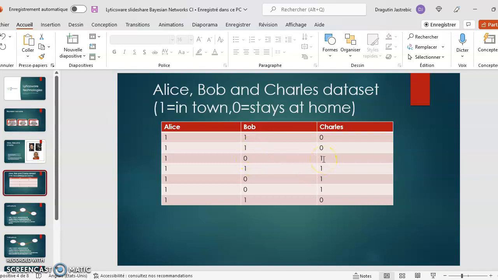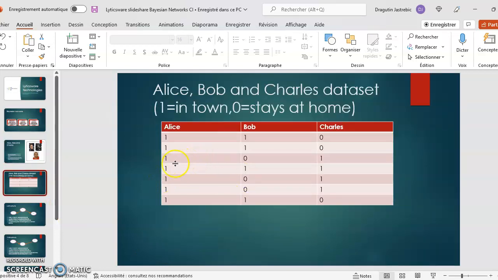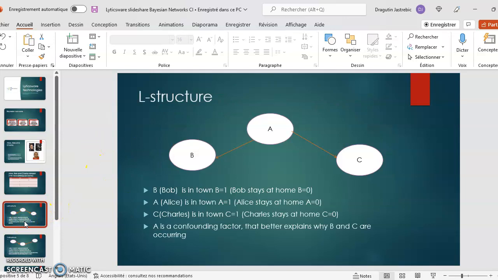So Alice met Charles. The fourth record says that Alice was in town, Bob was in town, and Charles was in town. But remember that Alice is absolutely crazy about Charles, not about Bob. And so when the three are in town, Alice will meet Charles, not Bob. And again, we have another record when Bob was not in town and Alice met Charles. And finally, again, Alice met Bob because Charles took his airplane and flew away. Okay, that was our record set, and now we can show two structures.